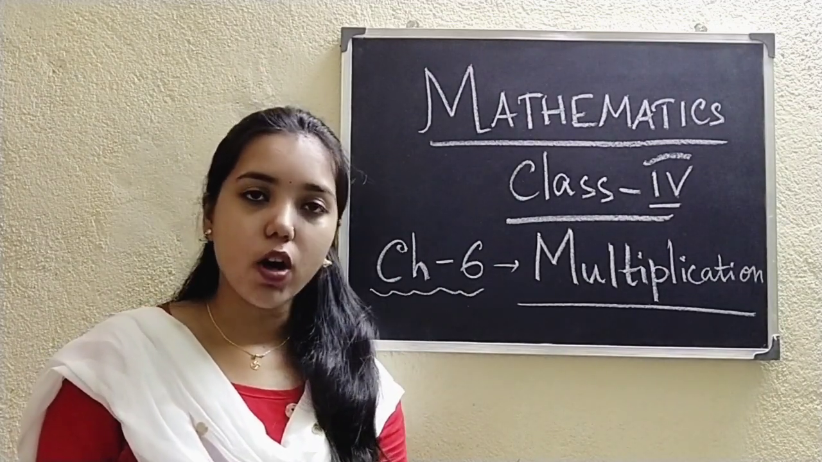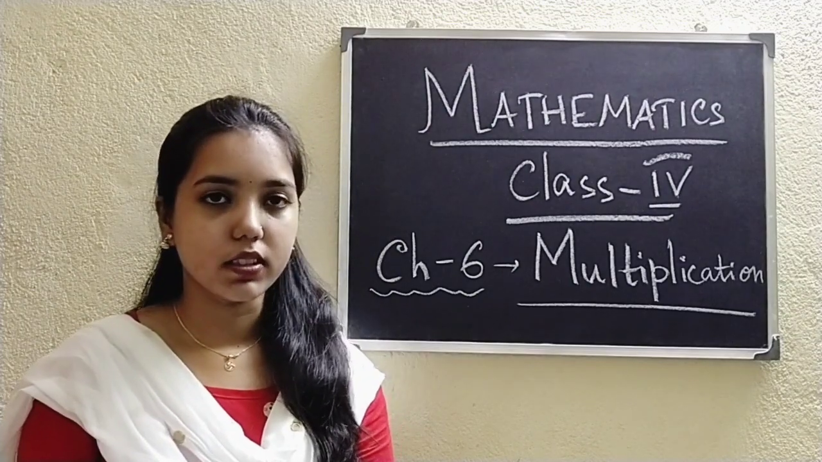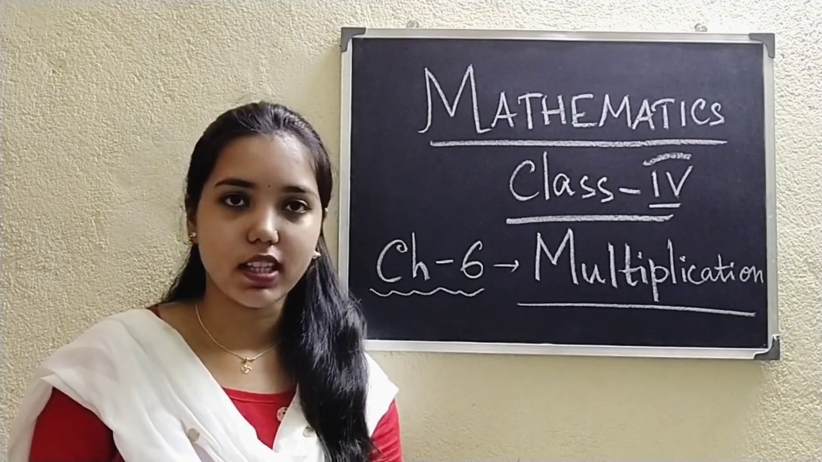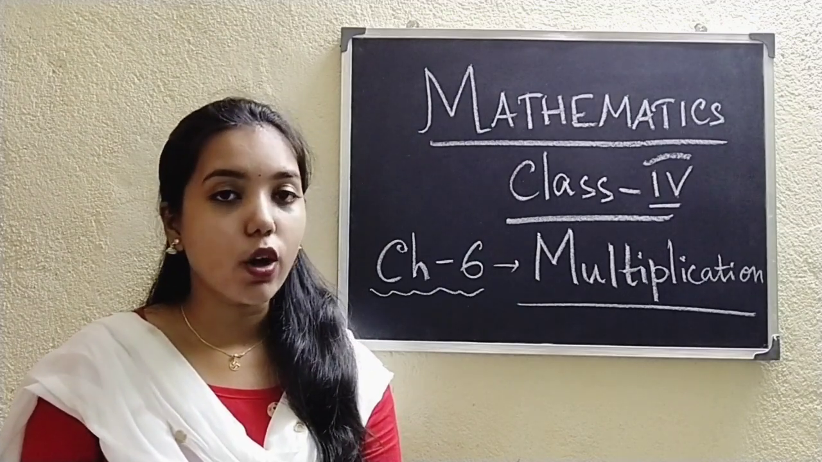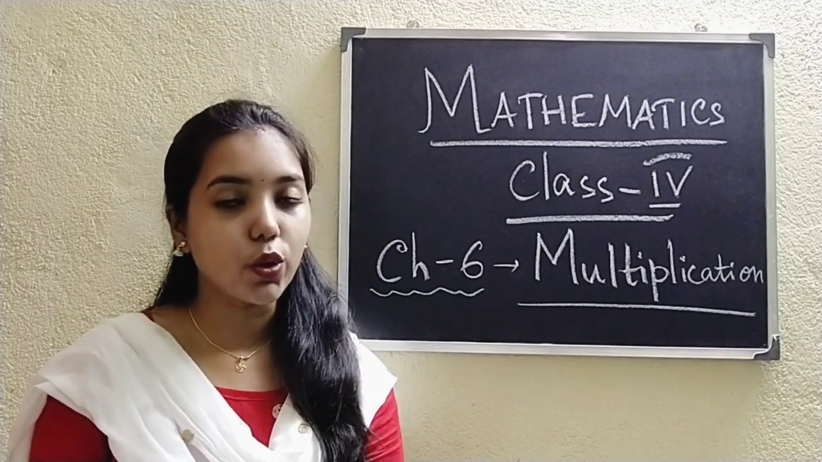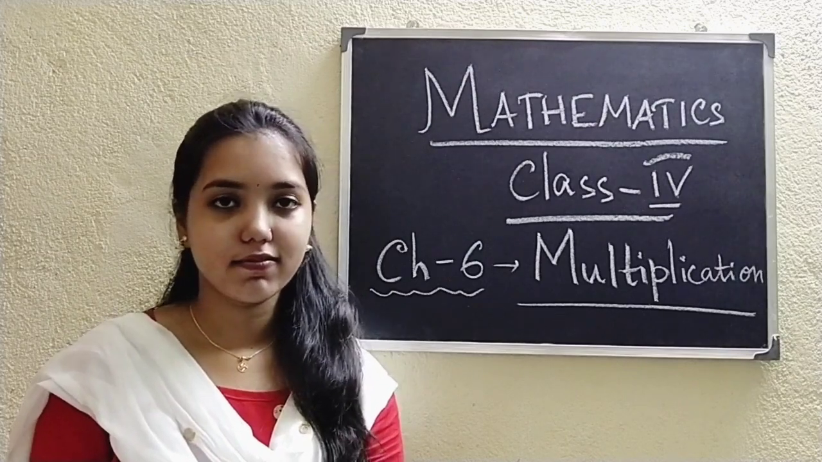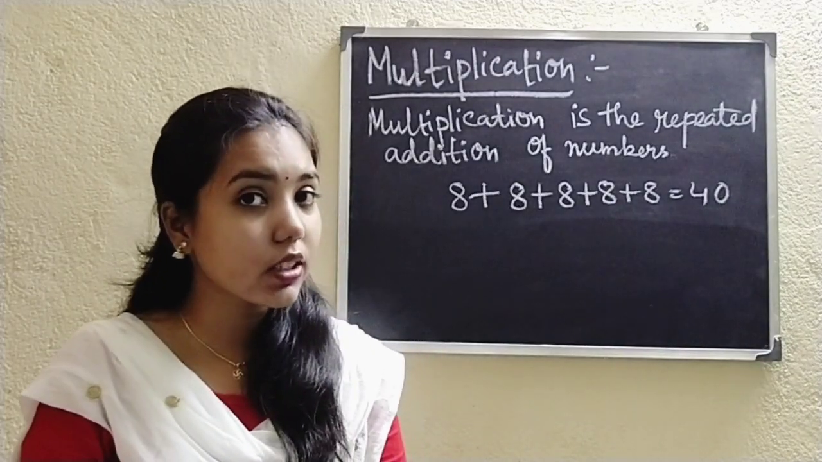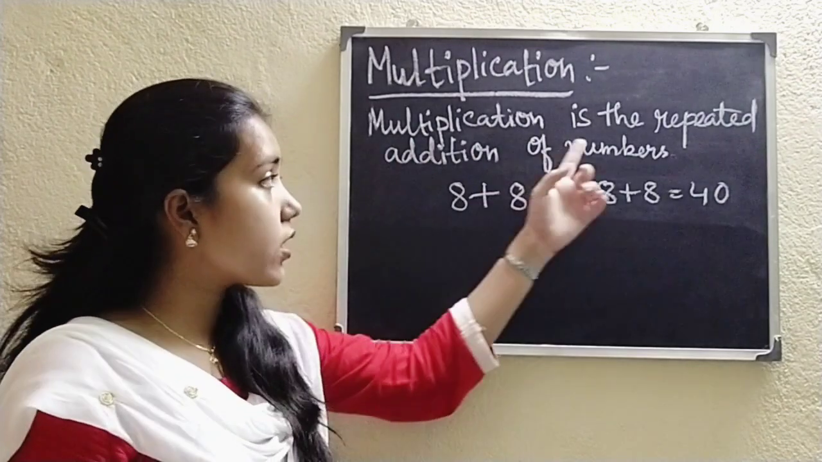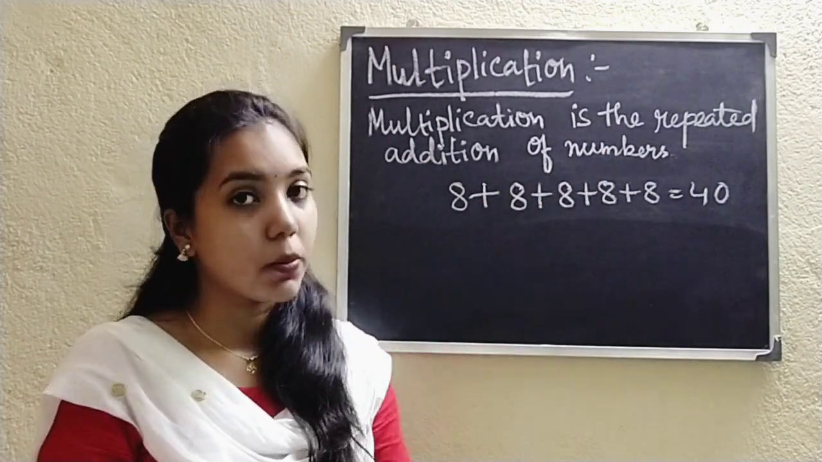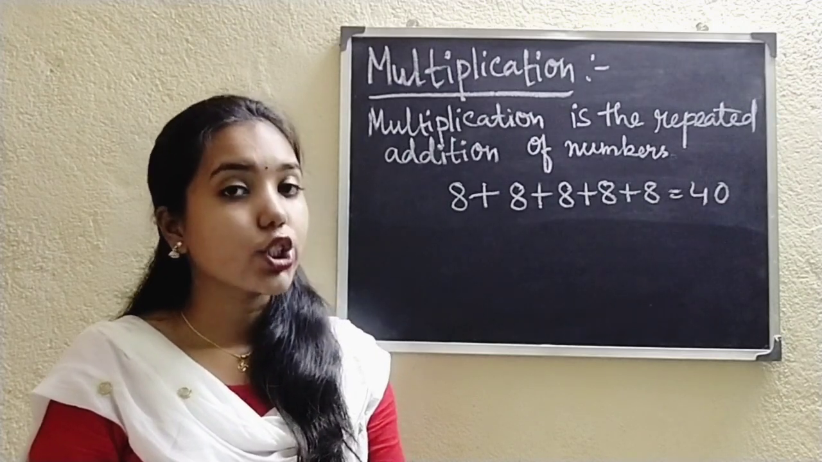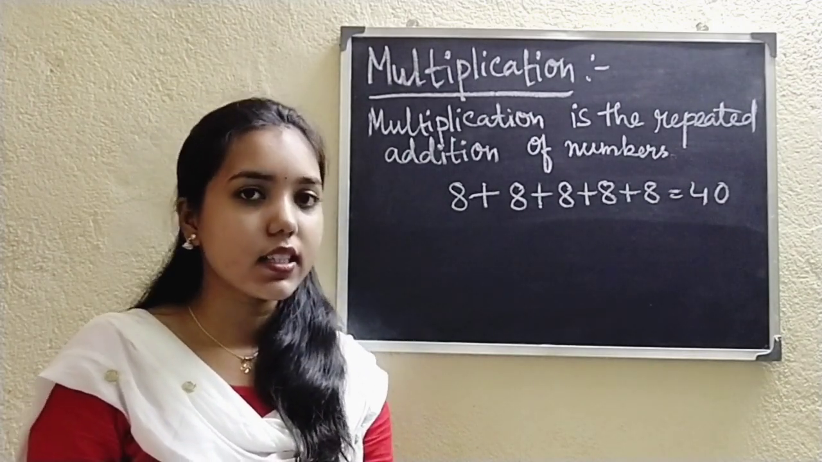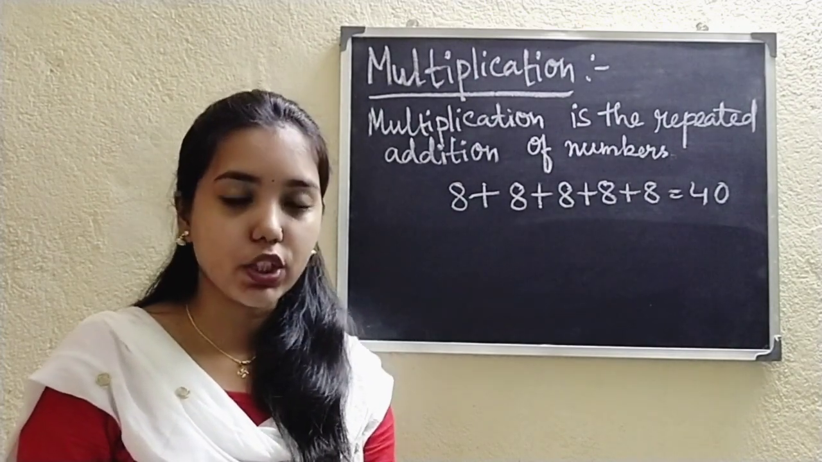Students, you have already learned to multiply numbers. Now let us recall the concept of multiplication once again. But before recalling, you must know the tables well. So students, can you tell me what is multiplication? Multiplication is the repeated addition of numbers. That is, the short way of finding the sum when all the addends are the same is called multiplication.